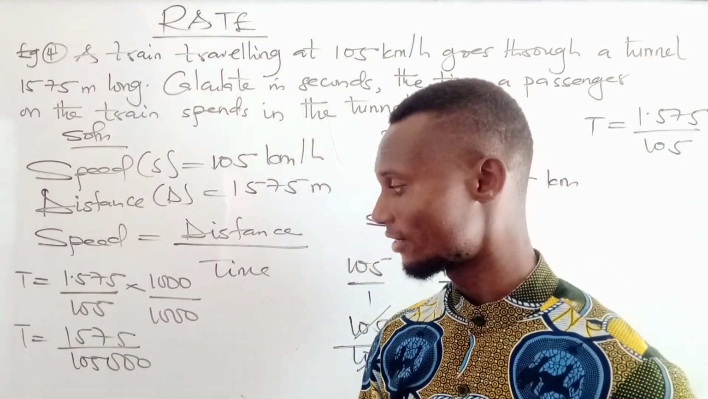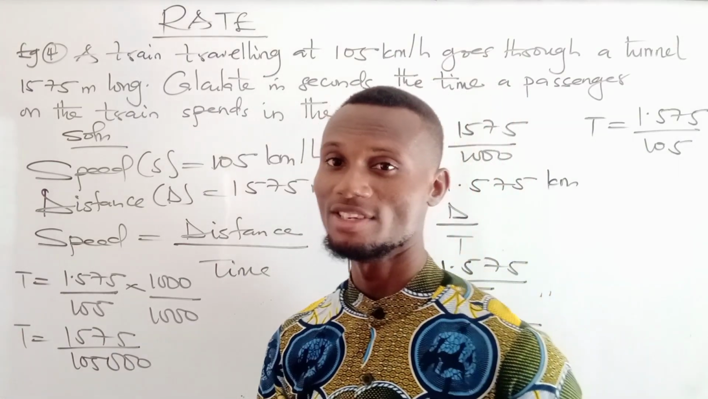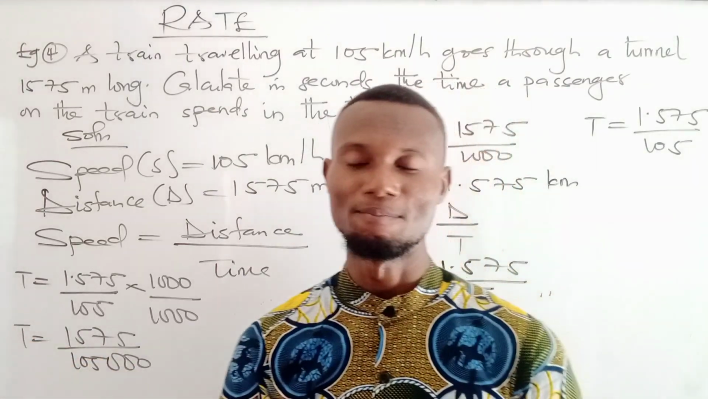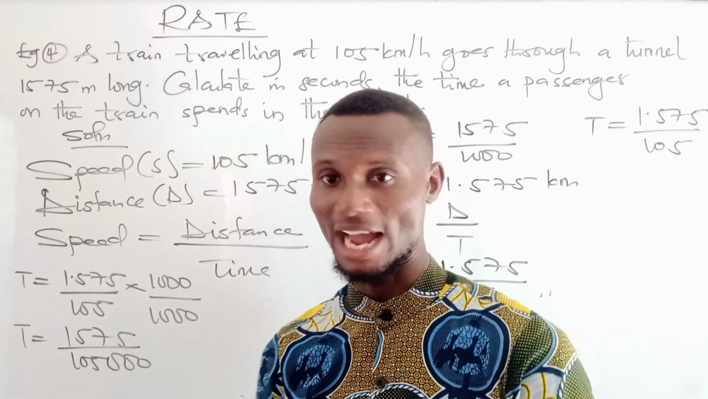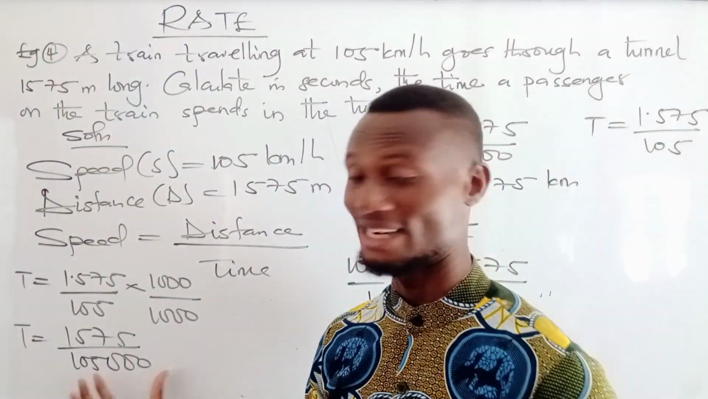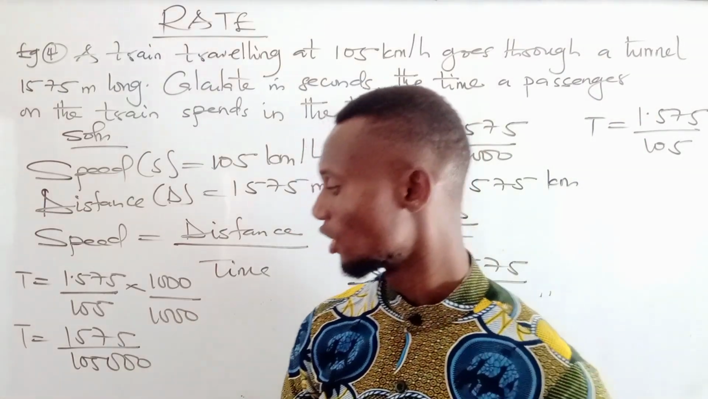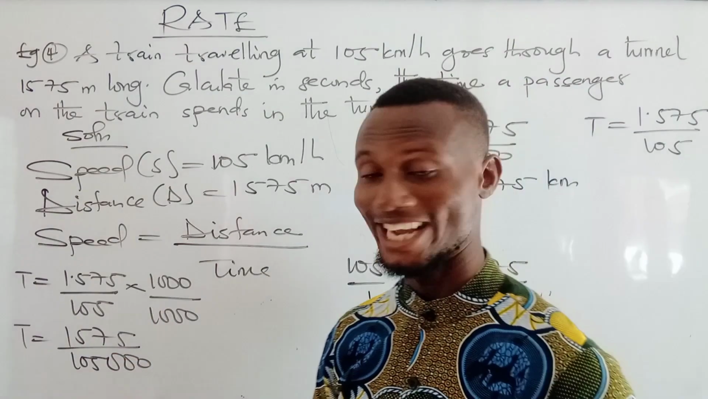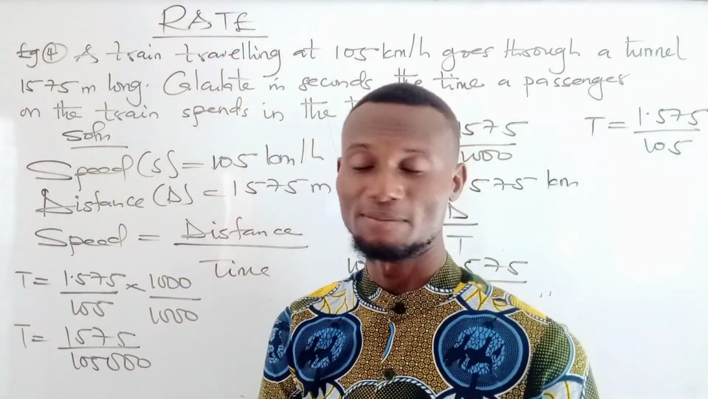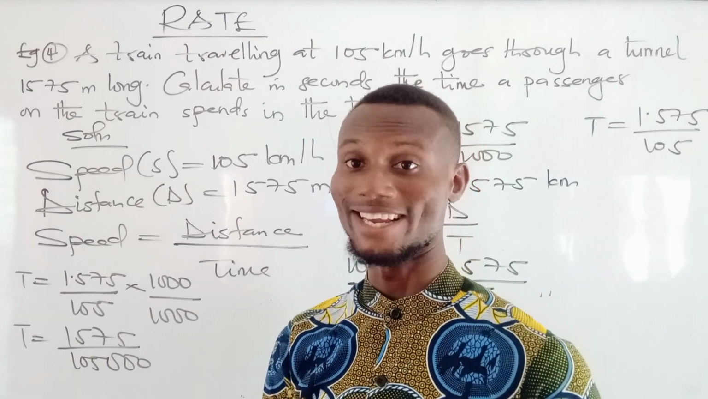Okay, and with this we need to now change it to seconds, because the question says we should find the time in seconds, not in hours. We have to find the time in seconds. So now that this time is in hours, we need to change it to seconds. We can choose to simplify it before we convert it to seconds, but you can also choose to maintain it like this and convert it to seconds.